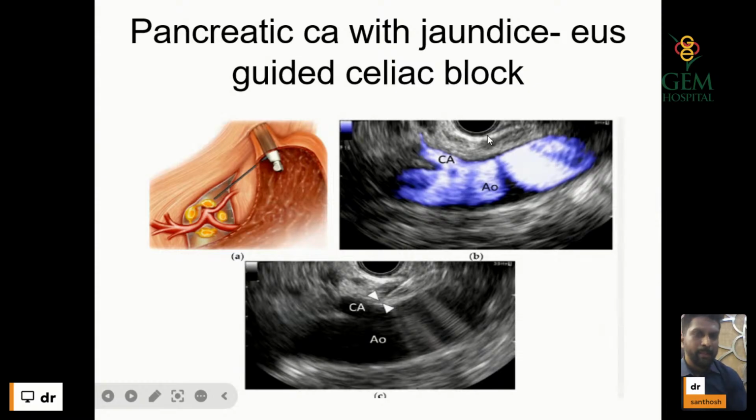This is in the stomach, just below the GE junction. This anechoic structure, which you see with the flow, is the aorta, and the first branch is the celiac artery. This hypoechoic structure is the ganglia. We can inject directly into the ganglia or around it. If you are not able to identify the ganglia, you can inject at the root of the celiac artery. This will help in reducing the pain. What we inject is triamcinolone and bupivacaine, and for neurolysis we can use absolute alcohol.